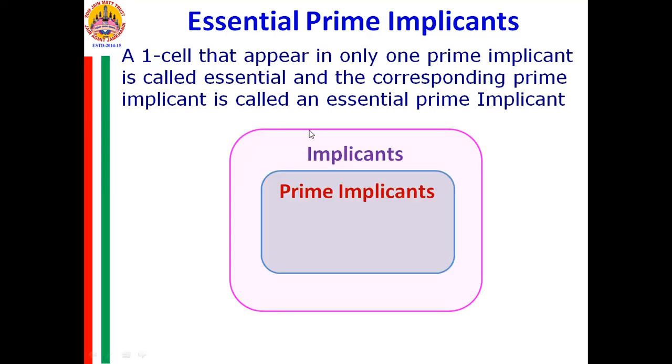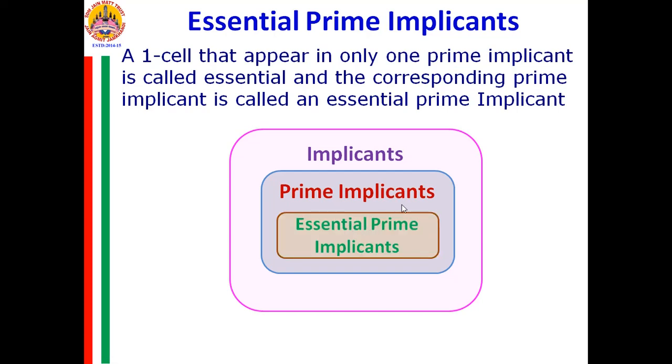So first you have to identify all the implicants, then identify the prime implicants which cannot be further reduced, and then, once you identify all the prime implicants, you observe how many of them are essential prime implicants.